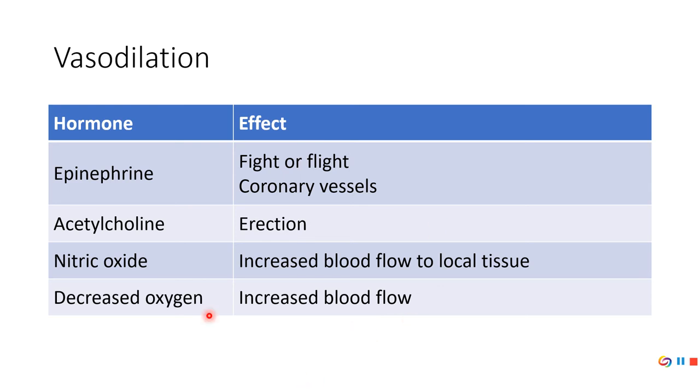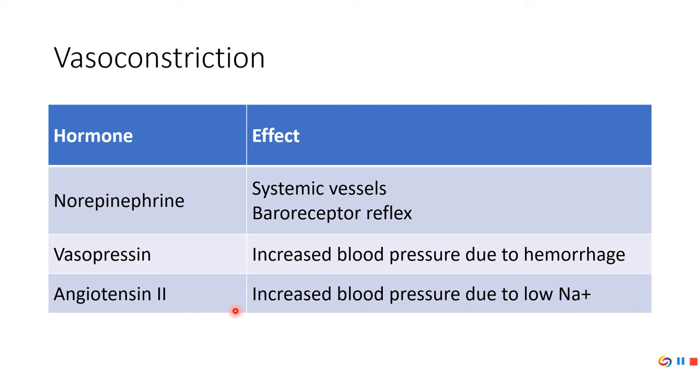When it comes to vasoconstriction, we've talked about epinephrine. Norepinephrine also causes vasoconstriction. Vasopressin, which we'll talk about I think in 2 lectures and then when we get back into the kidneys, will increase blood pressure, and what it does is it allows us to hold on to water. And then angiotensin II will increase blood pressure if we have low salt, and this will cause us to hold on to salt, which will pull fluid in.